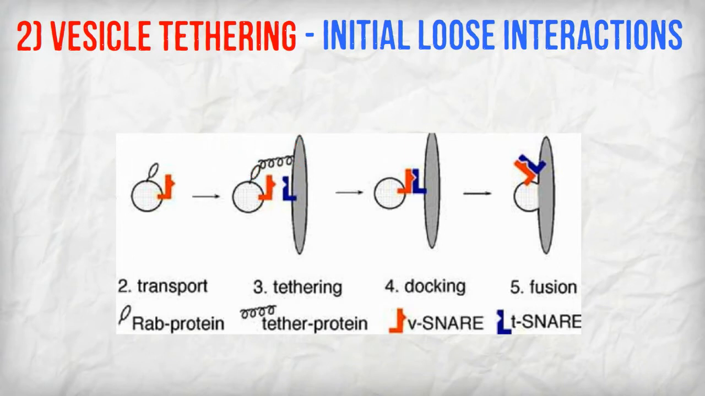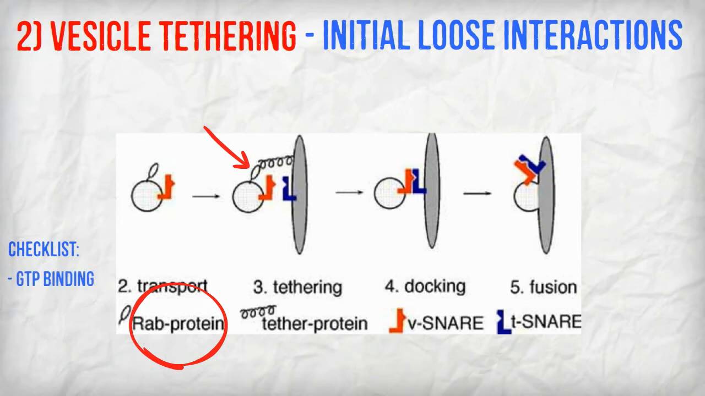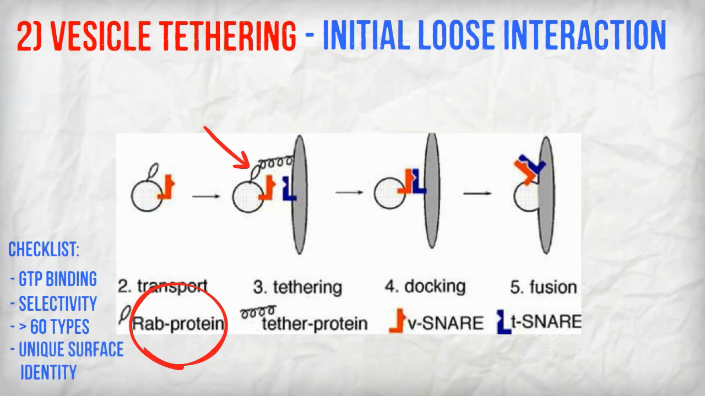The proteins that confer specificity between the tethering protein and transport vesicle are called Rab proteins. They are Ras-related GTP binding proteins that are responsible for binding selectivity. At this point, over 60 different types have been identified. Each compartment has a unique surface identity, which means each trafficking step in the exocytotic pathway requires a different Rab protein. In their GTP-bound state, Rab proteins recruit cytosolic tethering proteins to specific membrane surfaces.